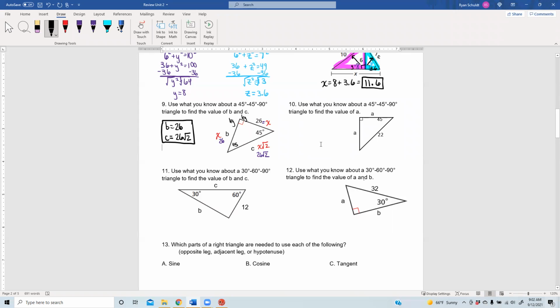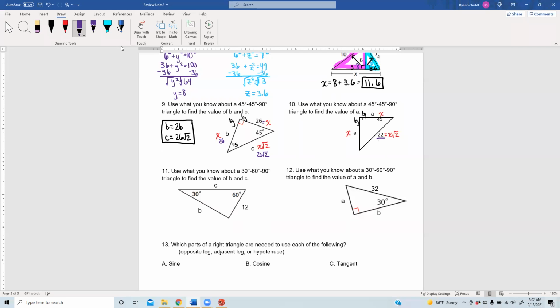Okay, number 10. Again, it's a 45, 45, 90 triangle. So label your legs. And then we can label our template. X, x, x square roots of 2. Now that's going to make a little equation where they have the 22 right there.